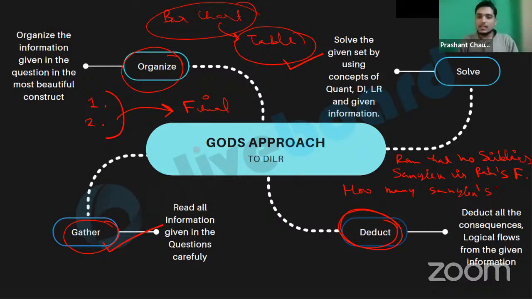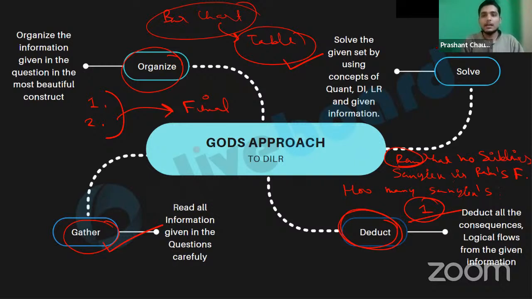Ram has no siblings. Sanjeev is Ram's father. How many children does Sanjeev have? Any one of you can give the answer. I think this is a very simplified case, because Ram is the son of Sanjeev, and Ram has no siblings. So Sanjeev will have only one child, that is Ram himself. I think you got the point; in case you haven't, just tell me. So whatever information is given, just deduce the consequences and you will get to know the answer.